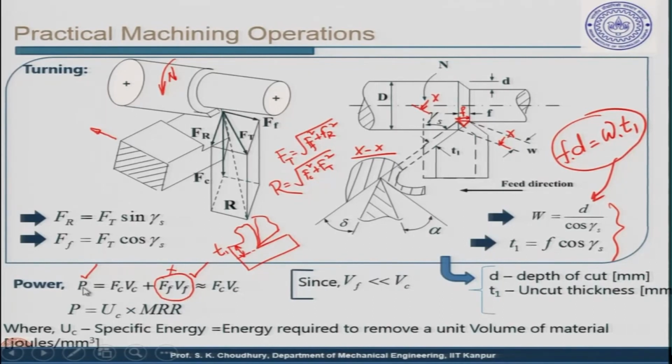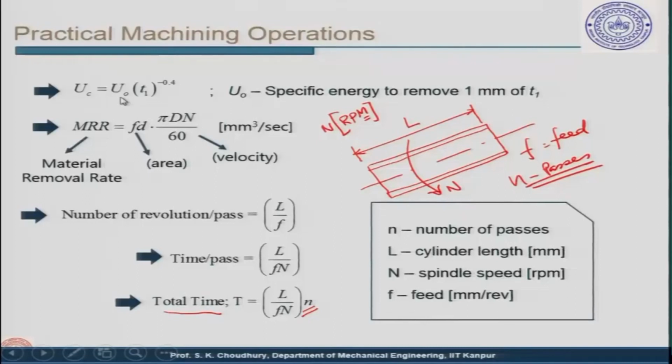Power can also be given as the specific energy into the material removal rate. The specific energy, by definition, is the energy spent to remove a unit volume of material. It is joules per cubic millimeter. And Uc, we said, is given as the specific energy constant U0 into T1 to the power minus 0.4. This is an empirical formula, meaning it is obtained experimentally. You cannot derive this formula because T1 is the uncut thickness and the exponent minus 0.4 is obtained experimentally.